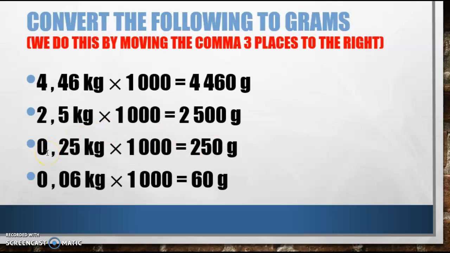0,06 kilos times 1,000 grams. You move your comma 3 places to the right. 1, 2, and 3. There's 1 place at the end of the 6 that needs to be filled with a 0. Your answer is 60 grams.